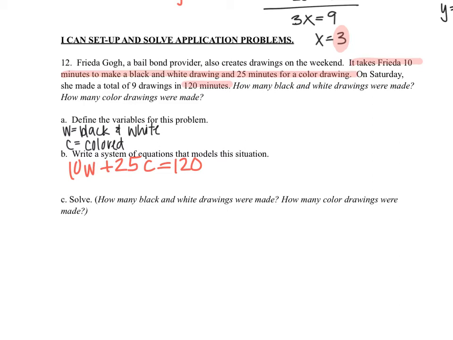Alright, and then we just have a total of 9 drawings. So that means that whatever black and white drawing she did plus whatever color drawing she did equals a total of 9 drawings. So it'll just be W plus C equals 9.